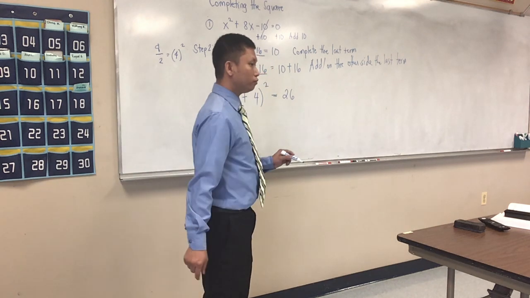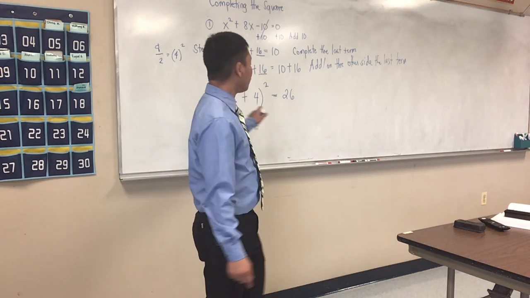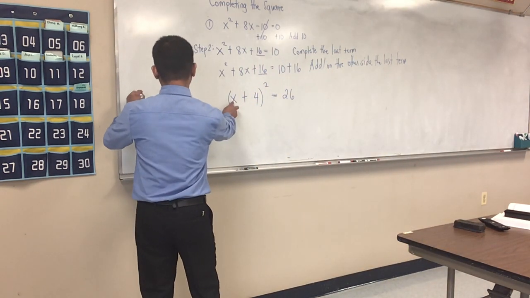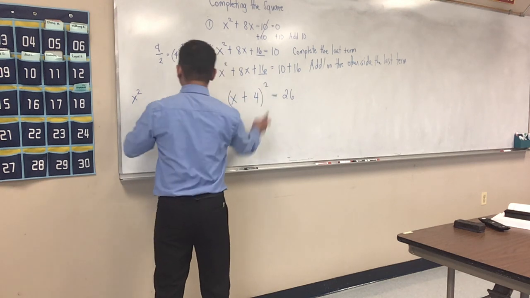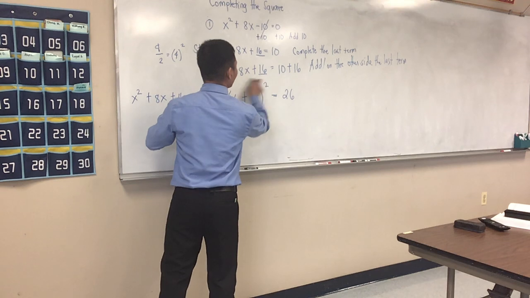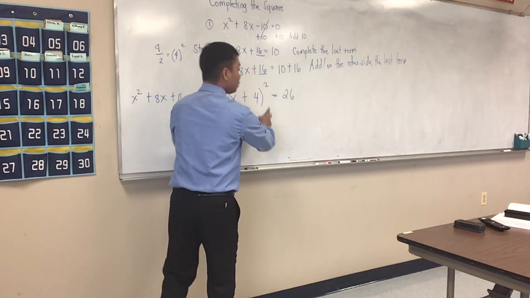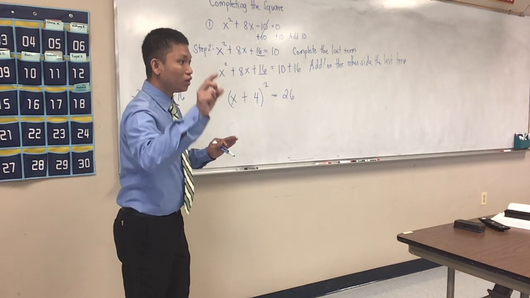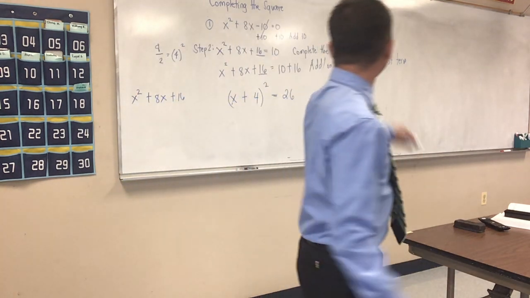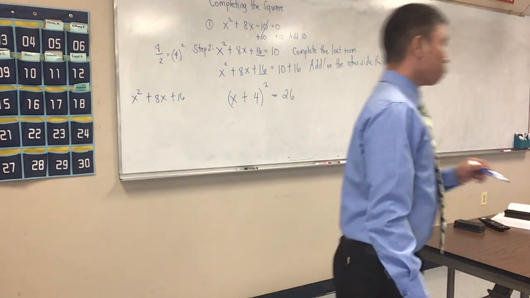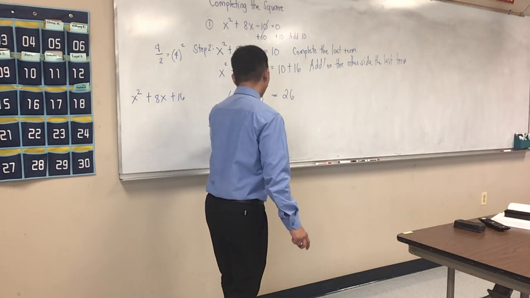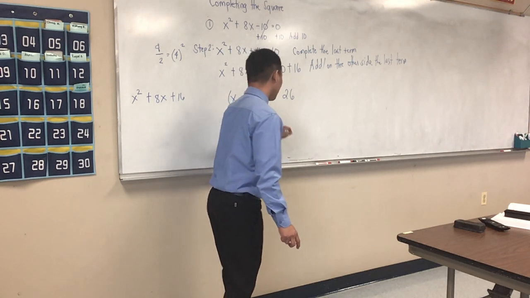What type of form would that be? This is the perfect square. This is x squared, 4 times x times 2 is 8x, and 4 squared is 16. We just transform this into a perfect square because we are solving for x. We are trying to find a way to solve for x here. If that is the case, we now have x plus 4 squared equals 26.